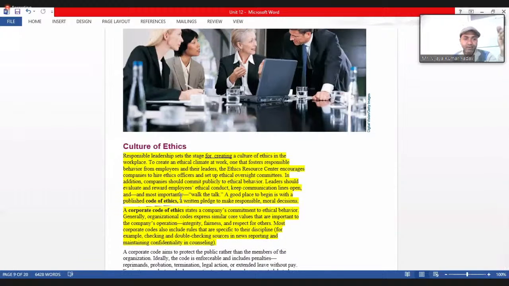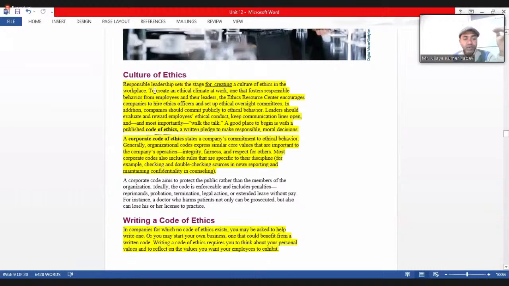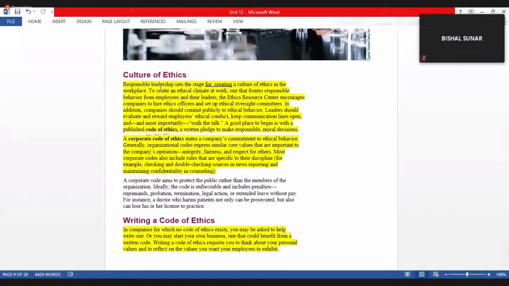Now the culture of ethics: responsible leaders say culture of ethics, as responsible leadership sets the stage for creating a culture of ethics in the workplace, and this can be done only by the responsible leaders. The leaders who are responsible can create a culture of ethics in the workplace.